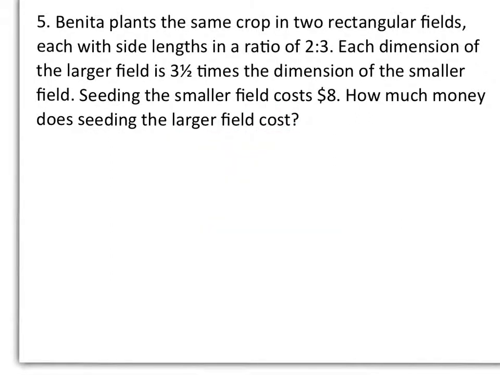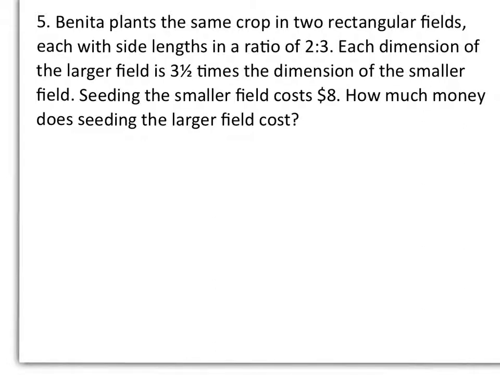In number 5, Benita plants the same crop in two rectangular fields, each with side lengths in a ratio of 2 to 3. Each dimension of the larger field is 3.5 times the dimension of the smaller field. Seeding the smaller field costs $8. How much money does seeding the larger field cost?